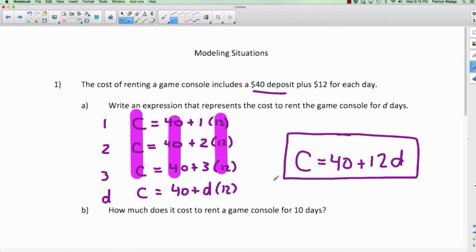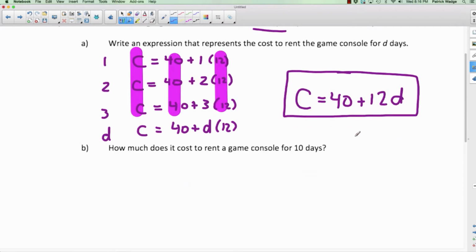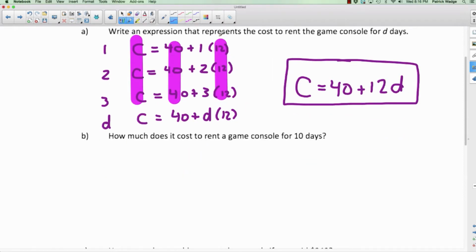Now you can use this equation to figure it out for any number of days. If I wanted you to figure out how much it costs for 50 days, what would you do? 50 days, D, you would plug it right in here. And that's exactly what we're going to do in the next question, except it's not going to be 50, it's going to be 10. We want to know how much it costs to rent it for 10 days. We're going to put the 10 right in there. So we get C equals 40 plus 12, and where it says D, I'm putting 10.